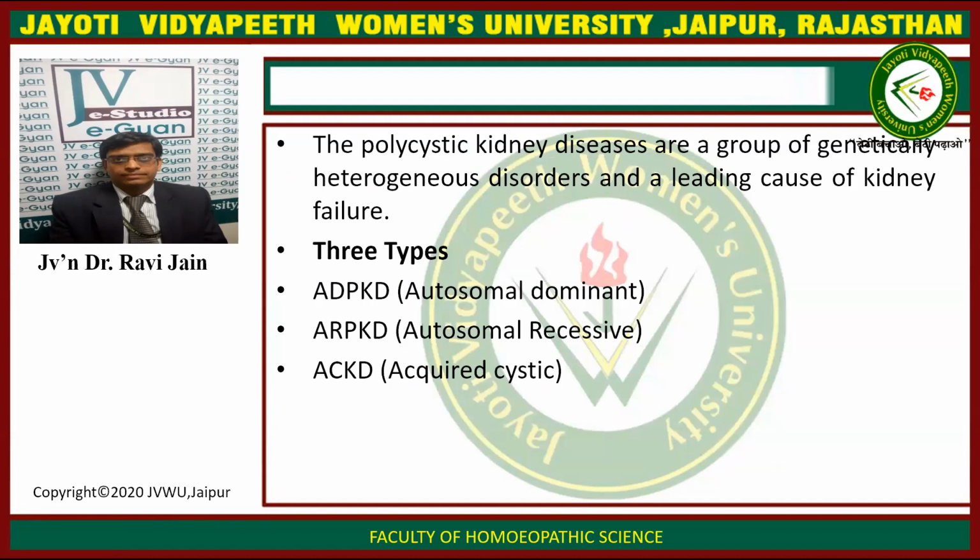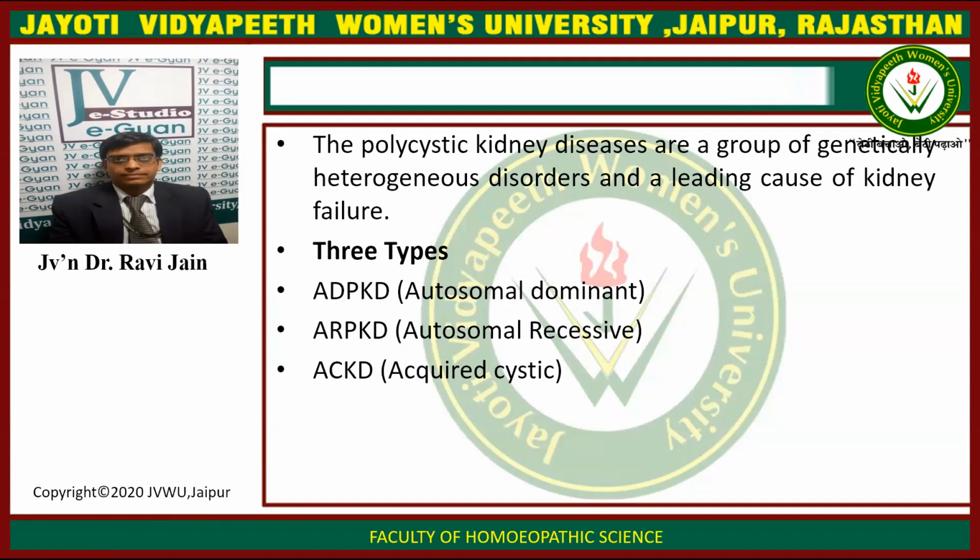Polycystic kidney disease is a group of genetically heterogeneous disorders and a leading cause of kidney failure. Genetically heterogeneous means it is governed by genetic factors. Genes are responsible for the development of polycystic kidney disease, and it is a main cause of kidney failure.